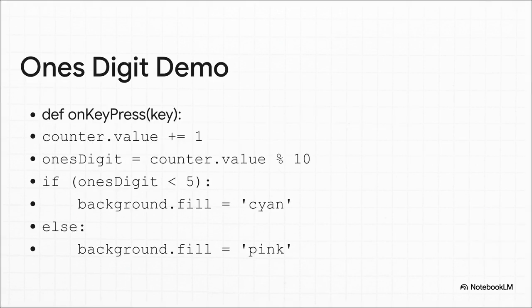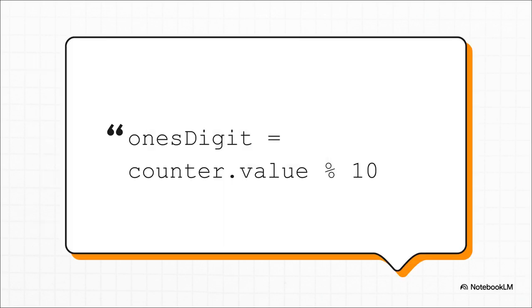So how could we use this? Well, in this example, maybe we want to change the background color based on what the last digit of our counter is. So first, we calculate counter.value % 10, and we store that result. Take a look at this line in particular. See how instead of just sticking counter.value % 10 into our if statement, we're calculating it first and saving it in a variable called ones digit?